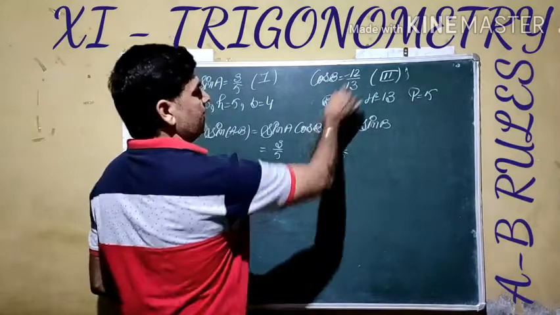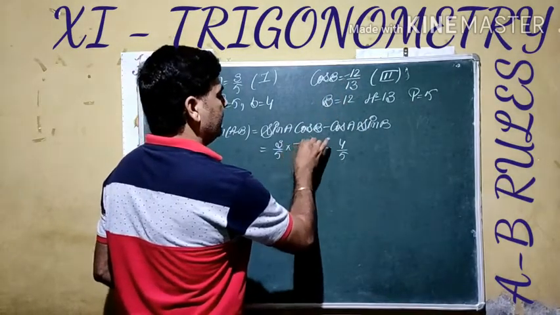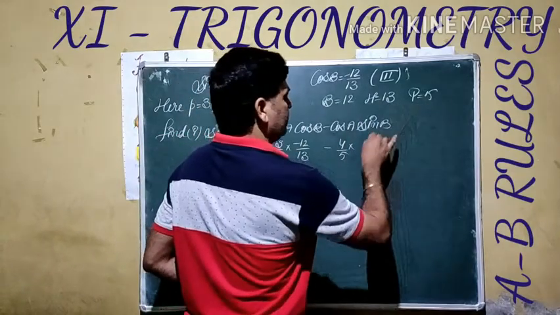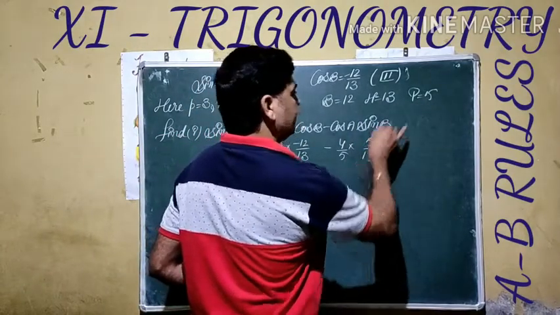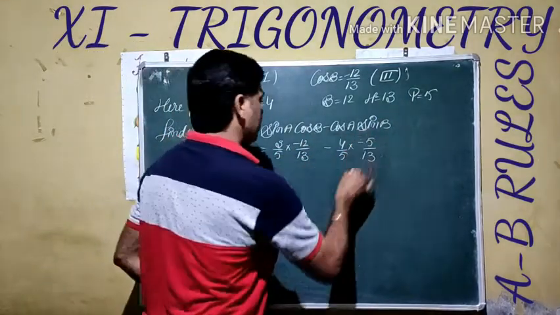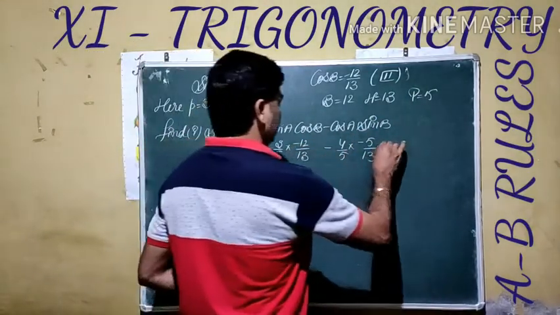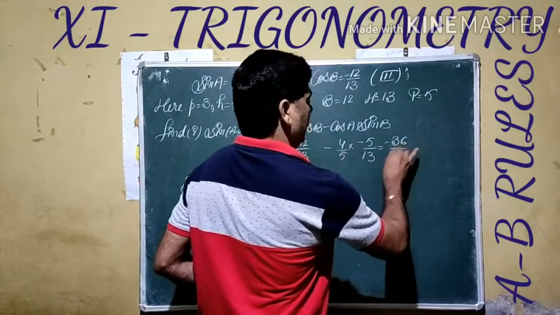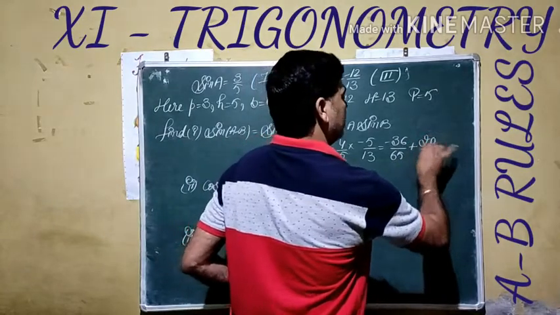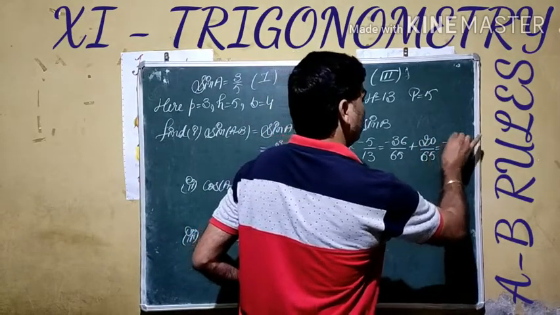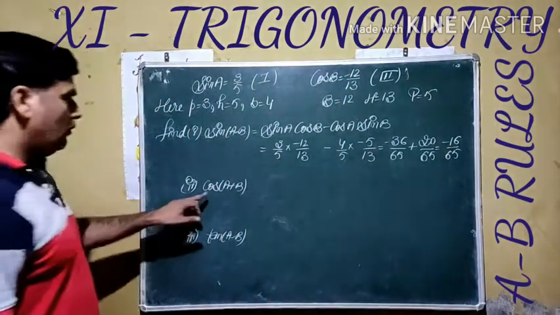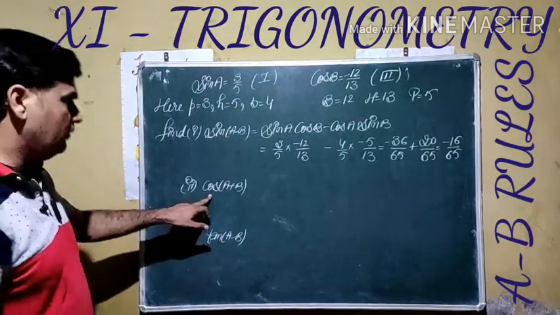Now, cos B is already given as -12/13. Sine B is given by P by H, 5/13. As the quadrant mentioned here is the third, in the third quadrant cos and sine both are negative. If we see here, this value becomes -36/65 and the second solution becomes +20/65. If we simplify by LCM, we get -16/65 as the answer.